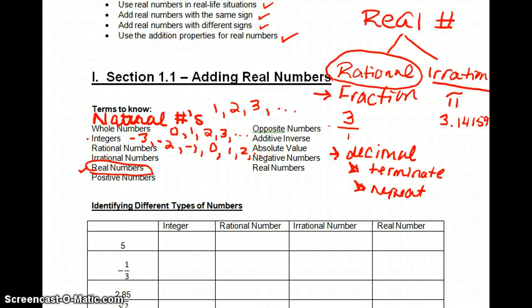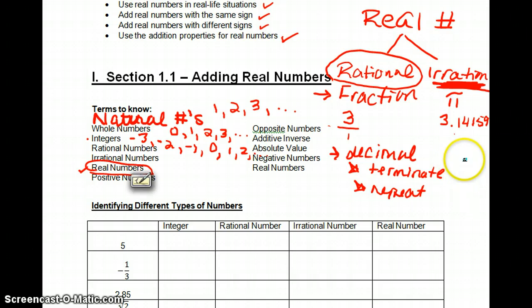Those numbers will never terminate. They will never repeat themselves. They just keep going on and on forever with no pattern. If you think about it, that's a little bit crazy and it's a little bit irrational, right? That's how I remember what an irrational number is.